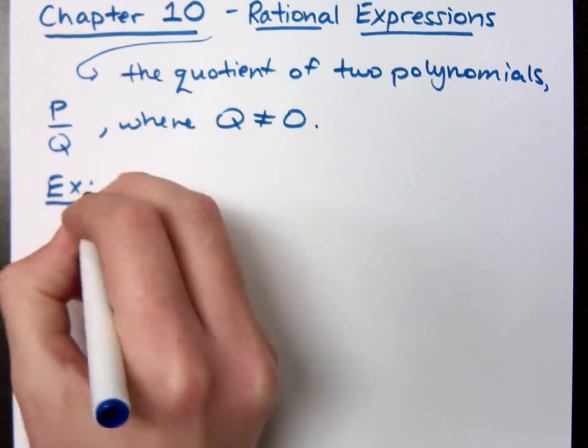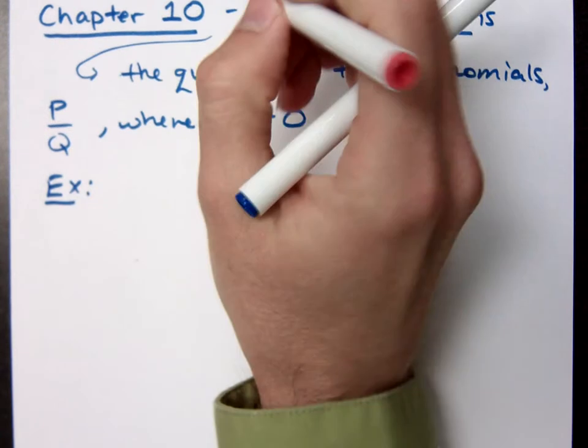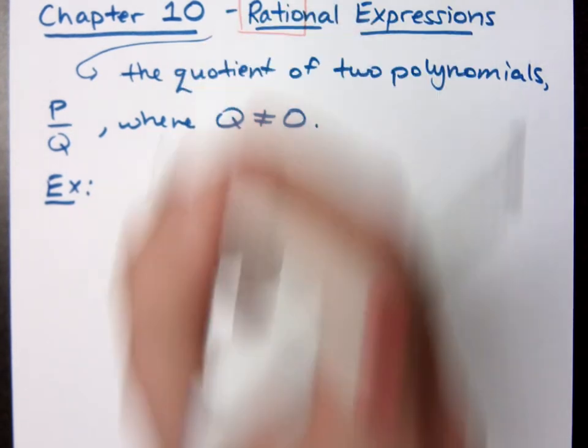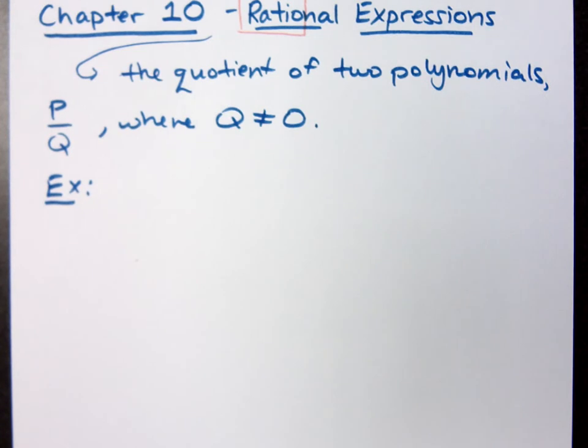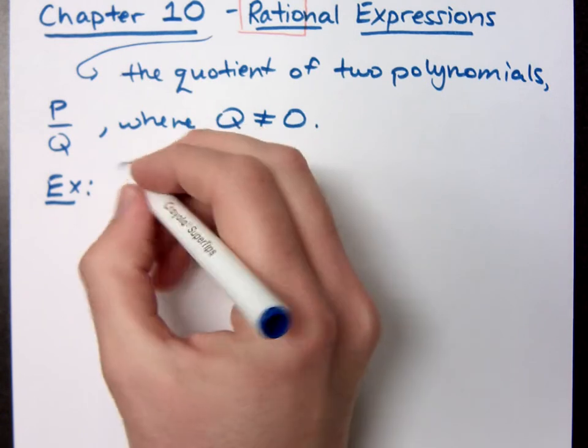Now, examples of rational expressions. And just to remind you, when you see rational, you see ratio. So that means we're talking about fractions. Because later on in the next chapter, we're going to talk about rational exponents, and those are exponents that are written as fractions.